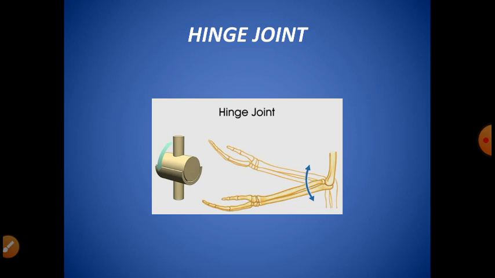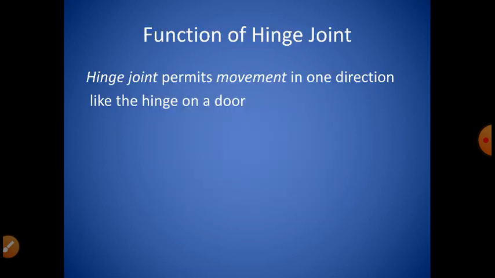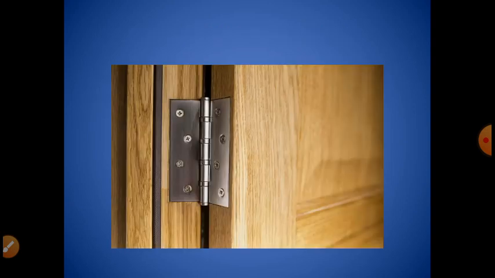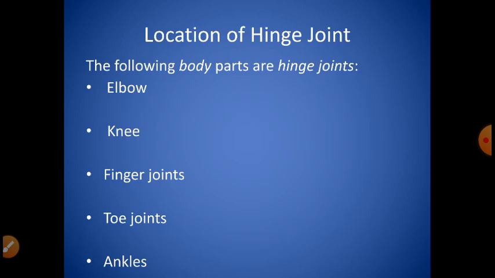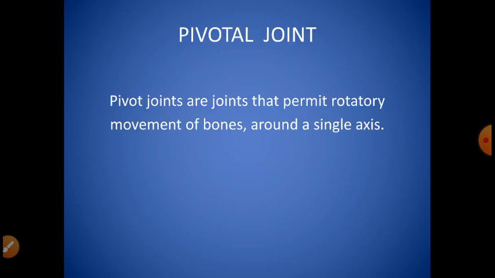Next is the hinge joint. The function of the hinge joint is to permit movement in one direction only, like the hinge of a door. You can see here, this hinge joint permits movement in one direction only. Now, these are the various locations in our body where we can find the hinge joint: elbow, knee, finger joints, toe joints, and ankles.